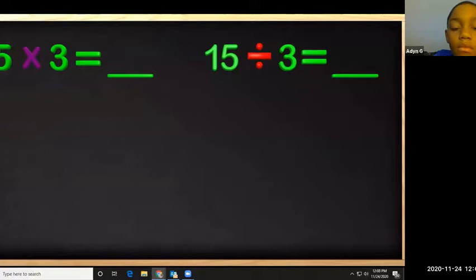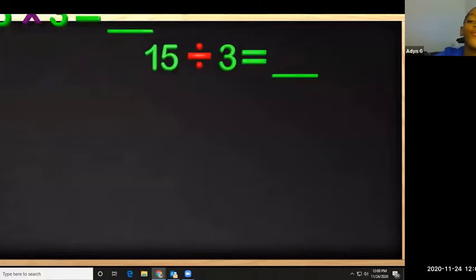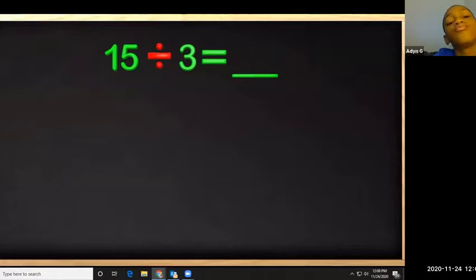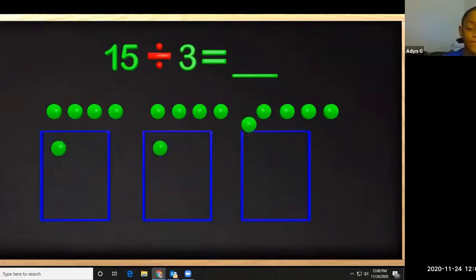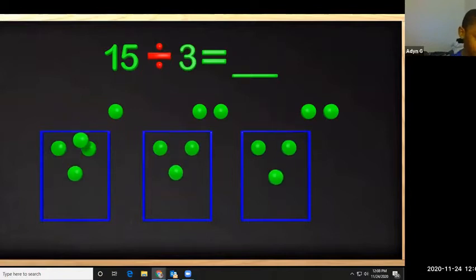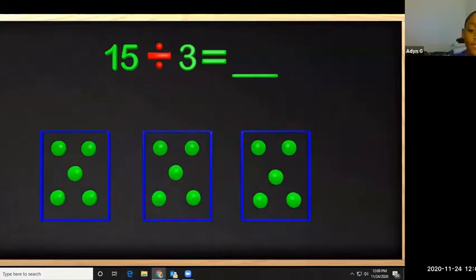Here are 2 more problems, but they don't give us the answer. Let's start with the division problem and see if using multiplication can help us. 15 divided by 3 equals blank. 15 is the large number or total of dots. We are dividing the 15 dots equally among 3 groups. We start by using our 3 groups and share the dots equally. To do this, we will put 1 dot in each group until they are gone. How many dots are in each group? The answer is 5. Great job! So 15 divided by 3 is 5.